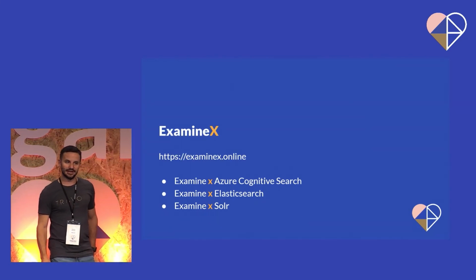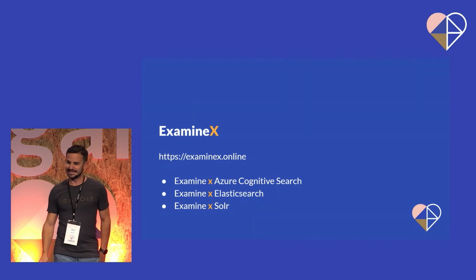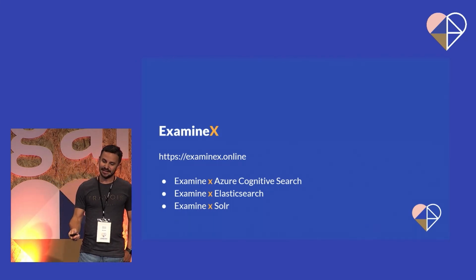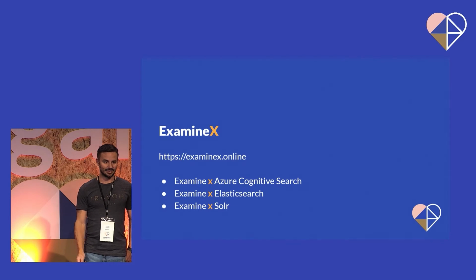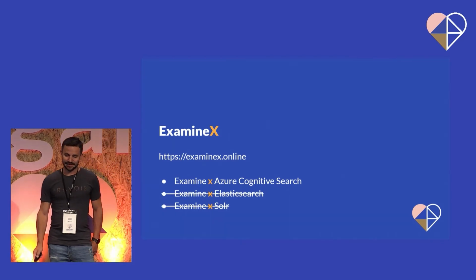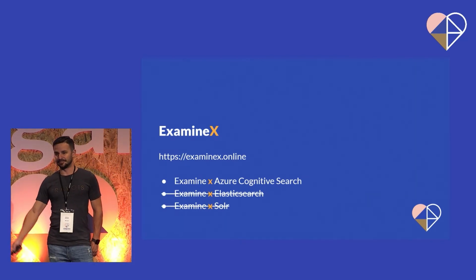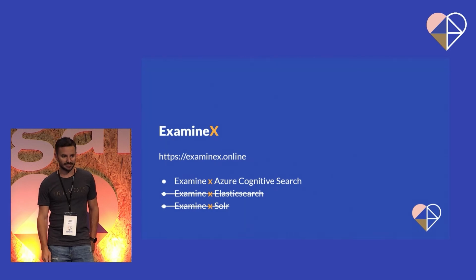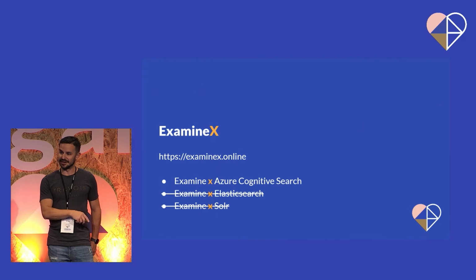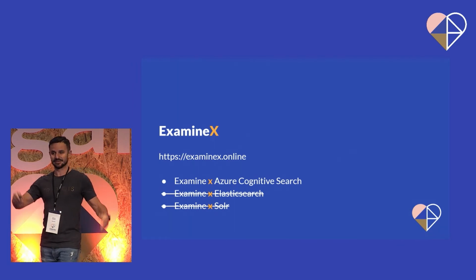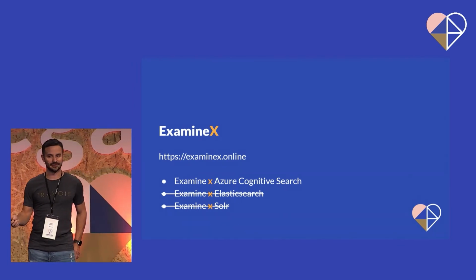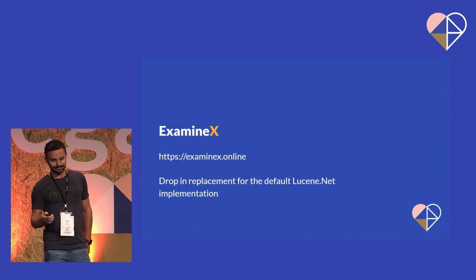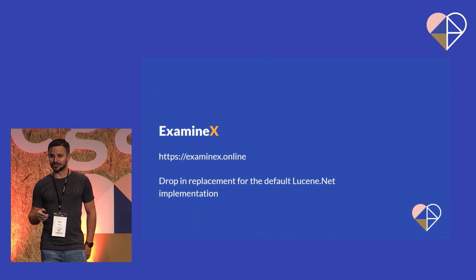This is the reason why I created something called ExamineX. You can go check it out on examinex.online. And currently, it has an implementation of Azure Cognitive Search. I'm 50% of the way through creating a provider for Elasticsearch, and then after that, I'll create one for Solr Search as well. And then it gives everyone the opportunity to use whatever provider they want under the hood. It literally is a drop-in replacement.